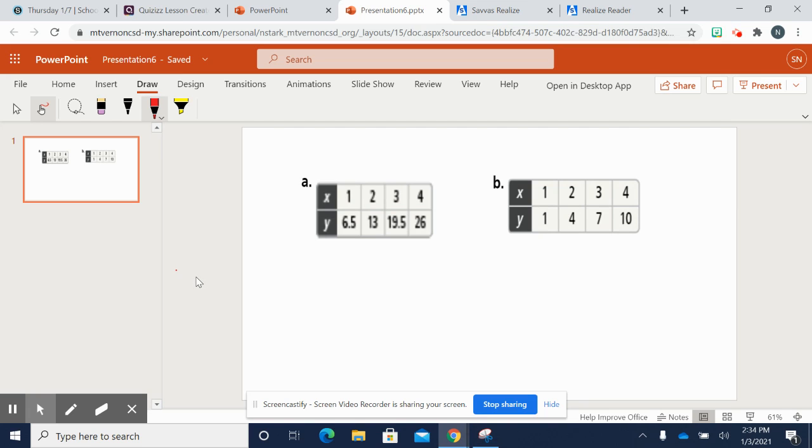All right, so to figure out the linear function rule, we first have to examine the relationship between the values in the table. So for A, I'm going to do that. Okay, so my change in each of my y, as I go from 6.5 to 13, that's a difference of 6.5. Okay, and as I go from 13 to 19.5, again, a difference of 6.5. And as I go from 19.5 to 26, again, a difference of 6.5.